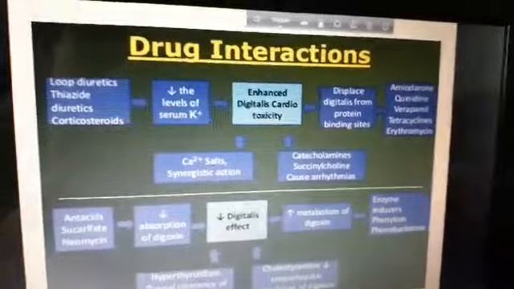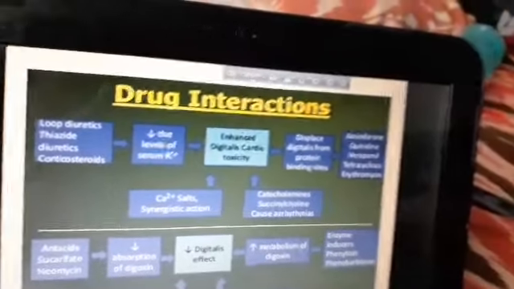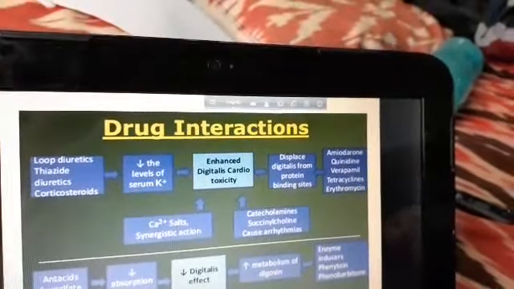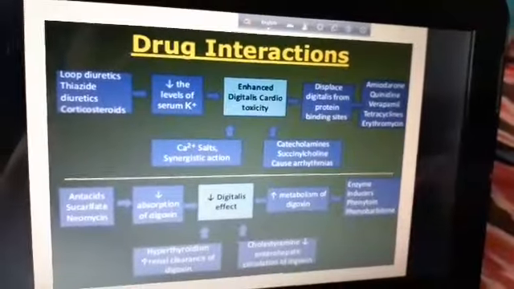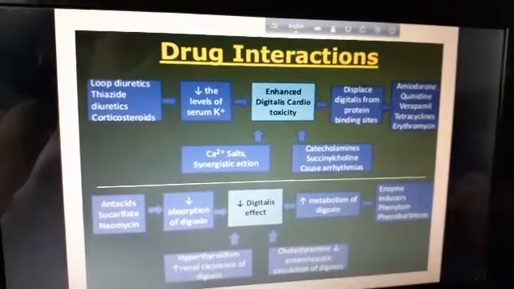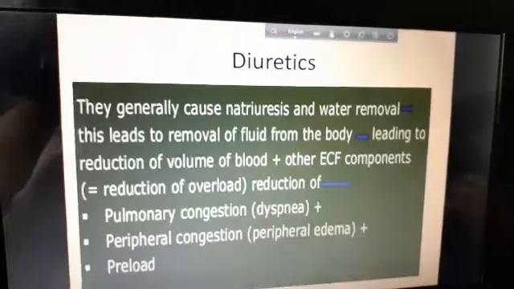There are lots of drug interactions of digoxin and lots of adverse effects of digoxin. So digoxin can cause any type of cardiac arrhythmia. That's why it should be avoided. It is better to keep it as a reserve drug. When patient symptoms are not controlled with other drugs, then we can use it.